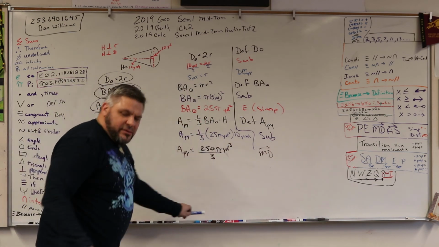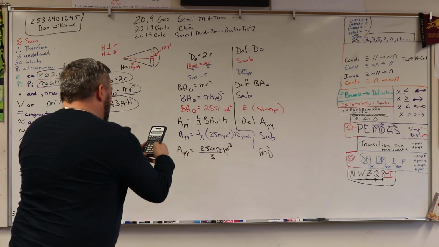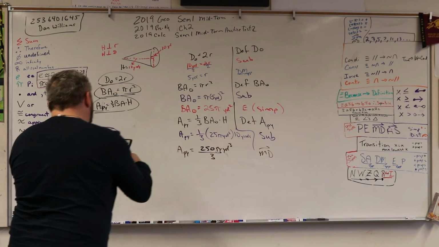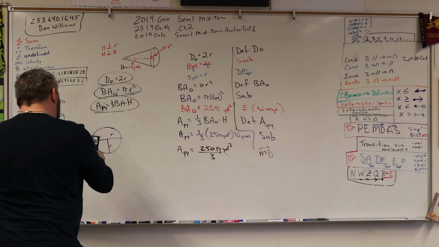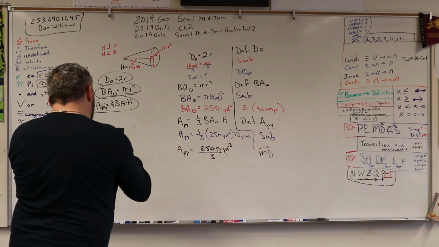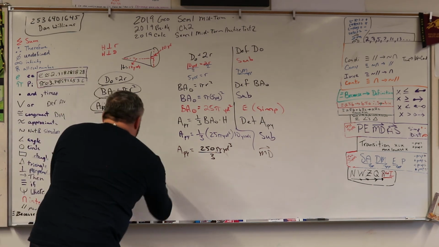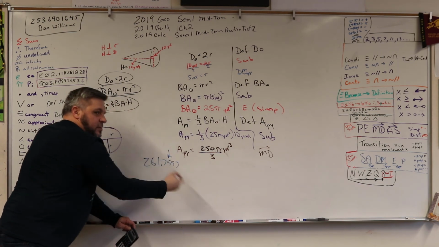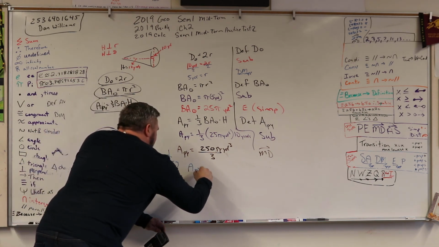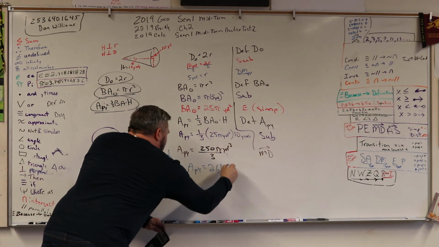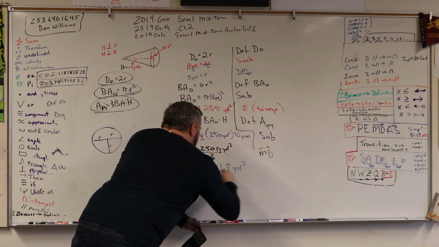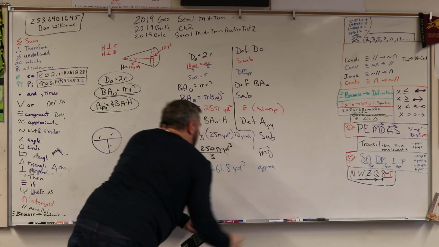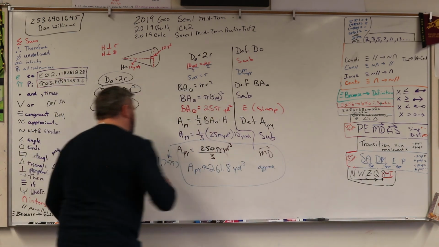Then we're going to plug it into the calculator real quick and say 250 pi divided by 3 equals 261.7993. What's this 9 do to the 7? Brings it up, right? So the area of the pyramid is equal to 261.8 yards cubed. Now that's approximate, right? So approx.